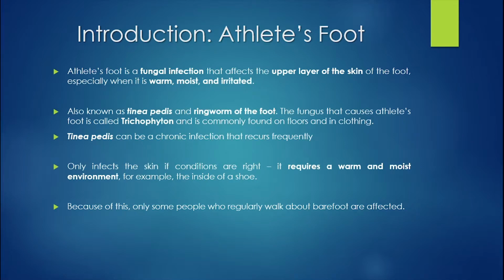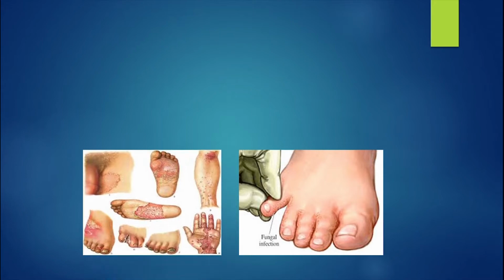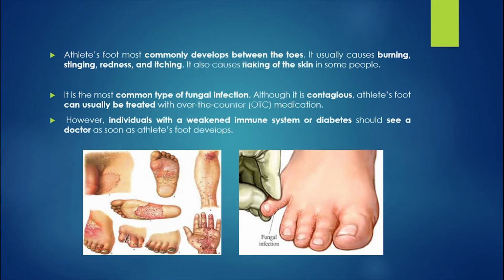It only infects the skin if the conditions are right. It requires a warm and moist environment, for example, the inside of a shoe. Because of this, only some people who regularly walk barefoot are affected. Athlete's foot most commonly develops between the toes. It usually causes burning, stinging, redness, and itching. It also causes flaking of the skin in some people.